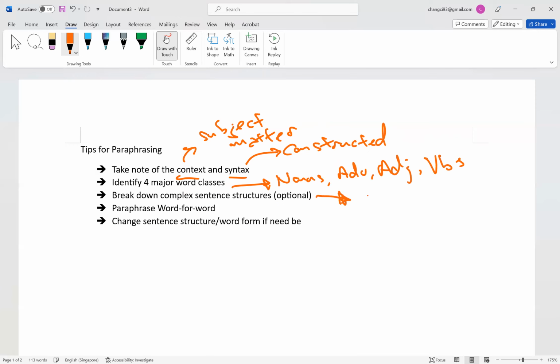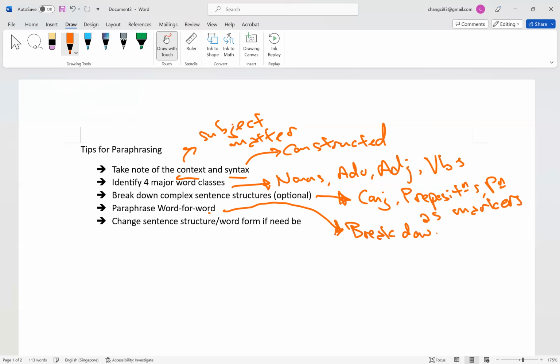And you want to use general rule of thumb: conjunctions, prepositions, and punctuation as markers to segment the ideas. And then you start paraphrasing word for word. Change the word form or structure, sentence structure if you need to. And if you are struggling to paraphrase a word, break the word down to its root meaning. Okay.